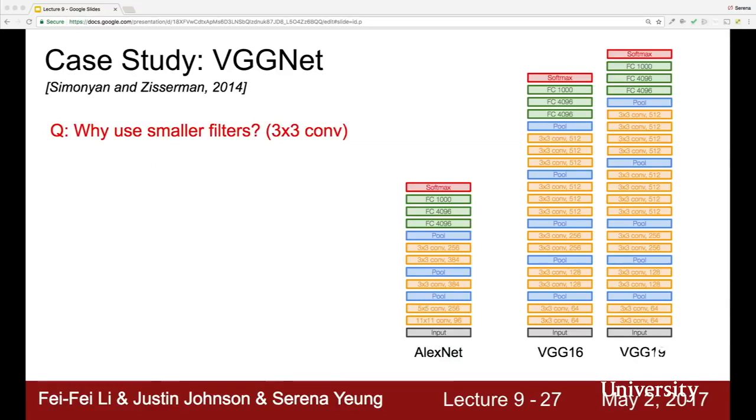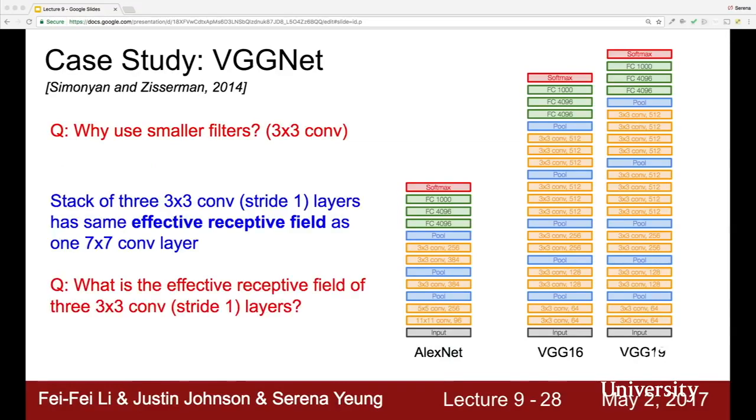So first, the question of why use smaller filters. When we take these small filters, we have fewer parameters and we try and stack more of them. Instead of having larger filters, have smaller filters with more depth. What happens is that you end up having the same effective receptive field as if you only had one 7 by 7 convolutional layer. So here's a question.